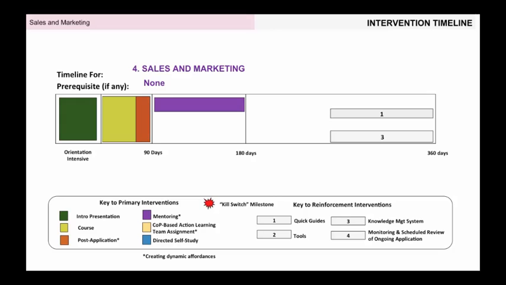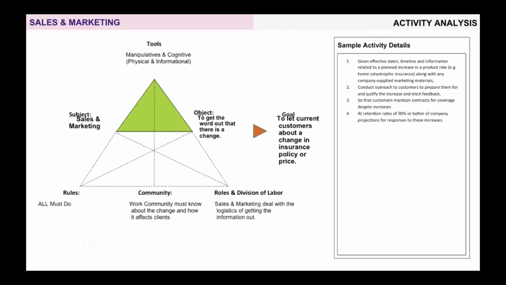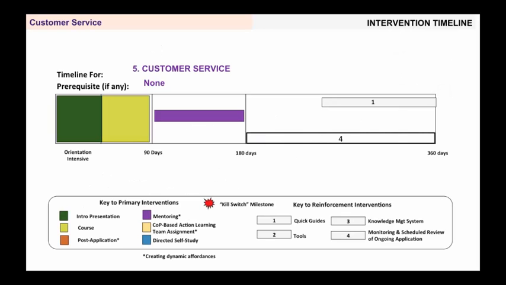That'll set them up to be able to use the knowledge management system and the quick guides that are given. And as you can see from the AT triangle, the ultimate goal here is to get the customer knowledge about the change in insurance and policy and price, and to be able to explain that well enough to them, with a retention rate of 90% or better in response to the increases.